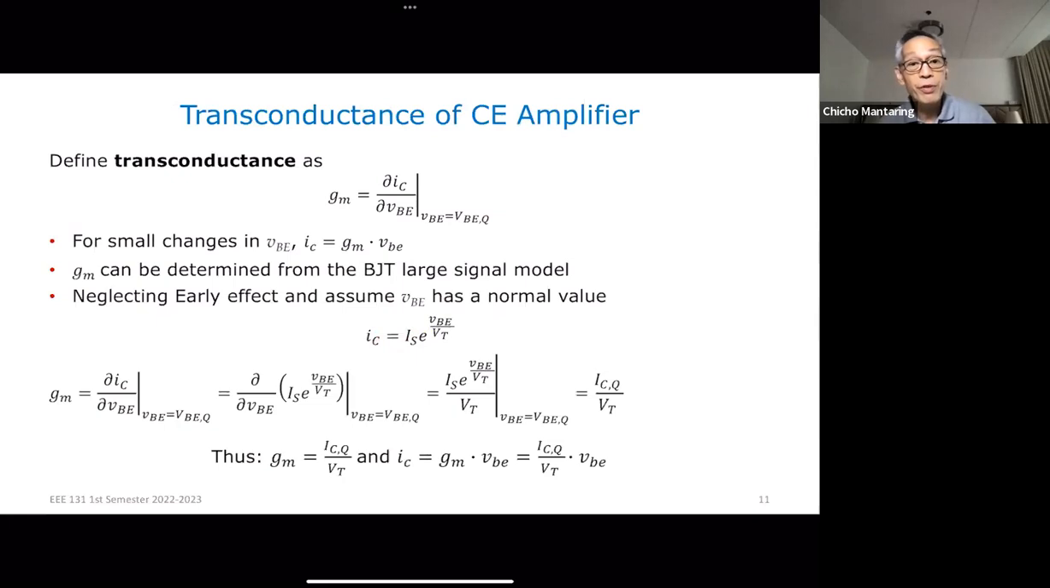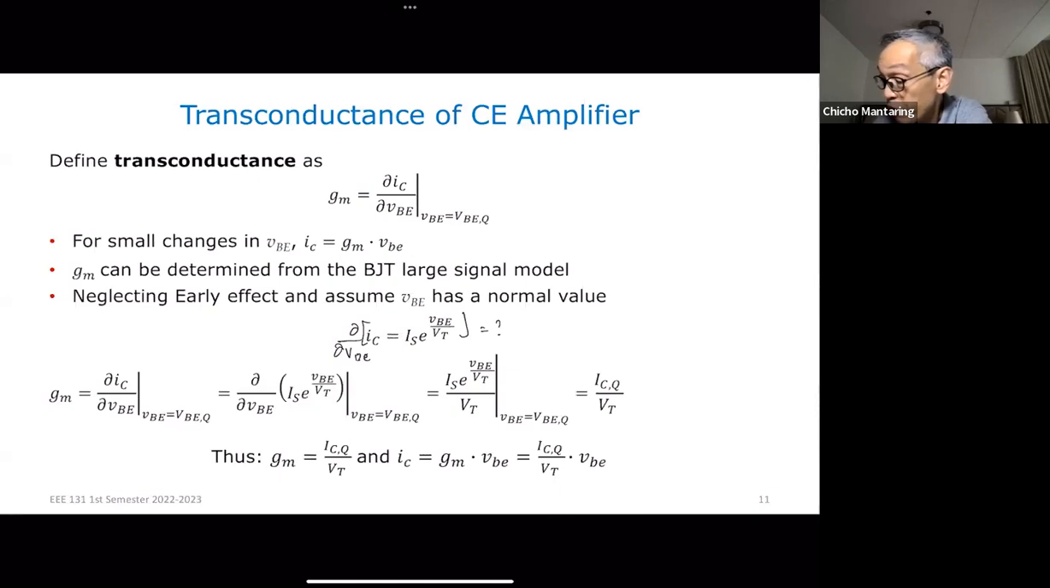So what I want to do is get the partial of this with respect to VBE. Okay. I'm just getting the partial of this with respect to VBE. What is the derivative of, of course, the IS? We can take it out. So it's going to be IS, the partial of e to the VBE over Vt with respect to VBE. What is the derivative of the exponential function? It's also the exponential function.